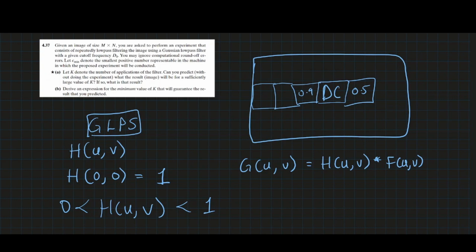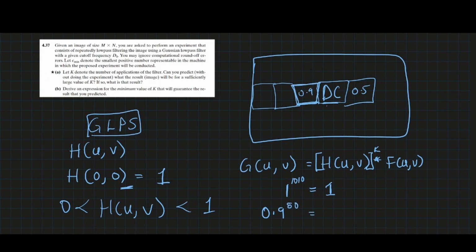So if you apply this k number of times, you're simply going to raise this to the power of k. Now, remember I said at the center, where the DC component is, no matter how many times you apply that Gaussian filter, the value at that point will still remain 1. Even if it's 1 raised to the power 10 to the 10, it doesn't matter. The value will still be 1. However, for other frequencies in the spectrum, let's say 0.9, that's the Gaussian low pass value of this particular place, and you want to apply it k number of times, let's say 50.